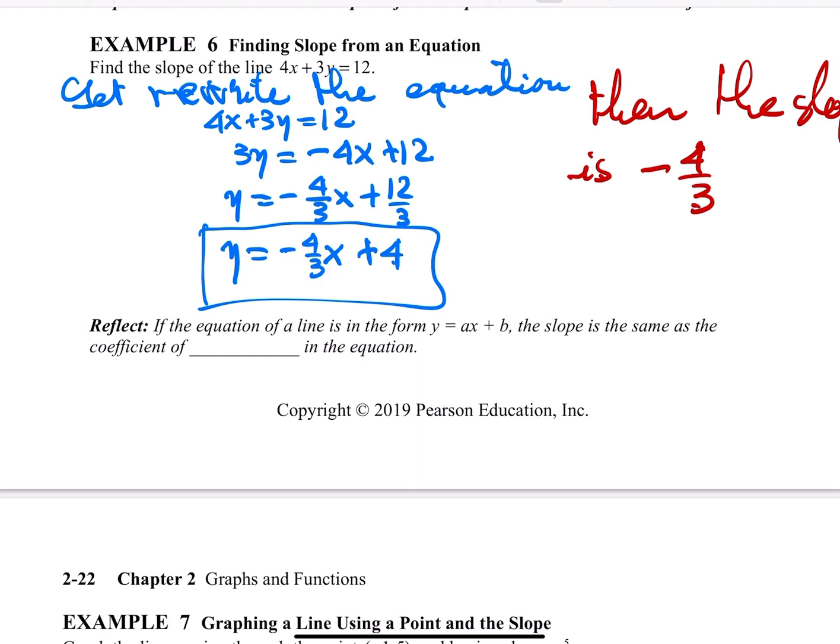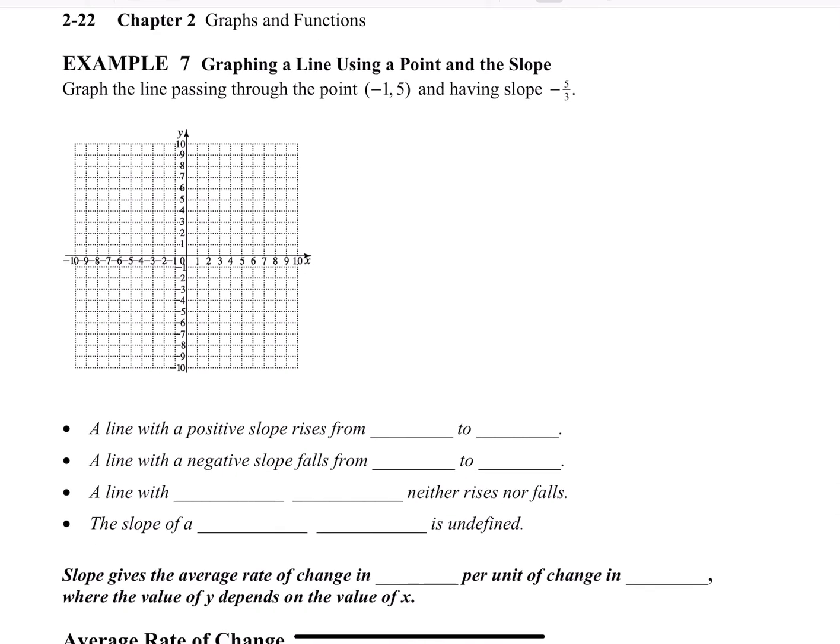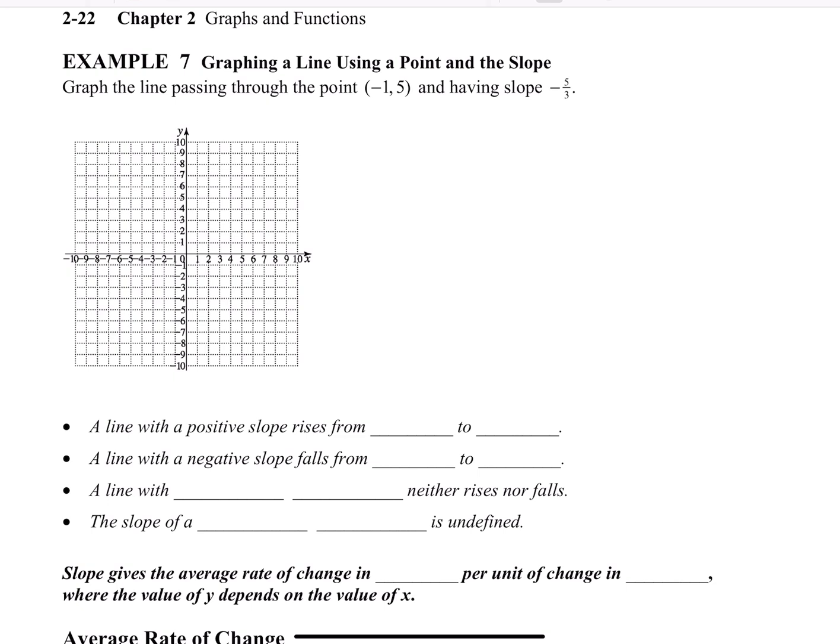Okay, let's move on. Graph the line at the point, and here you have the slope. Here is a given slope, and here is a given point. You have so many ways to graph it. Let me teach you the easy way to graph it. It's up to you.